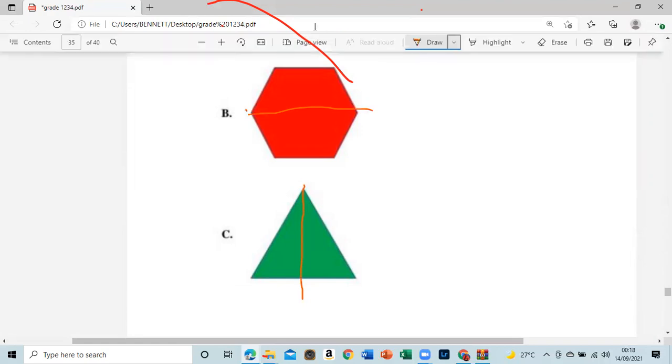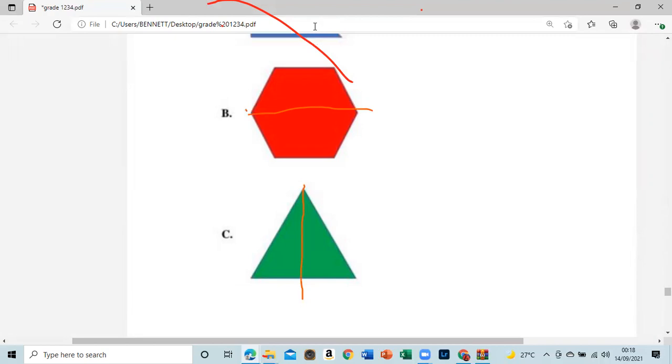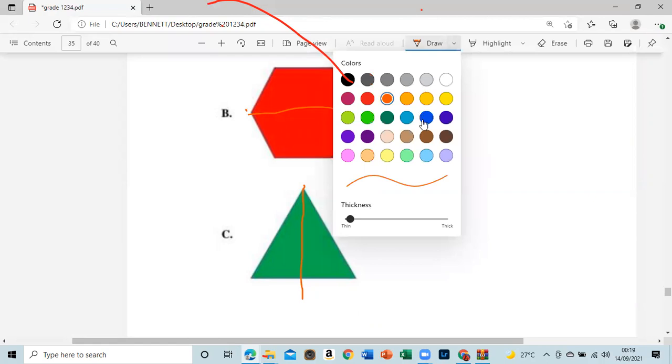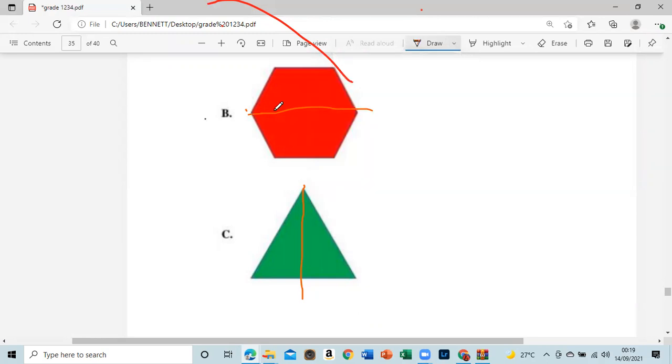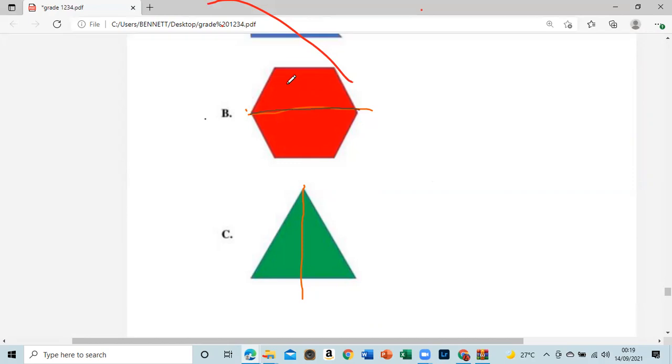Hold on. Change the marker, and change the color too. So we can get a line of symmetry, right? If we fold this one exactly, we can get another line of symmetry, right?